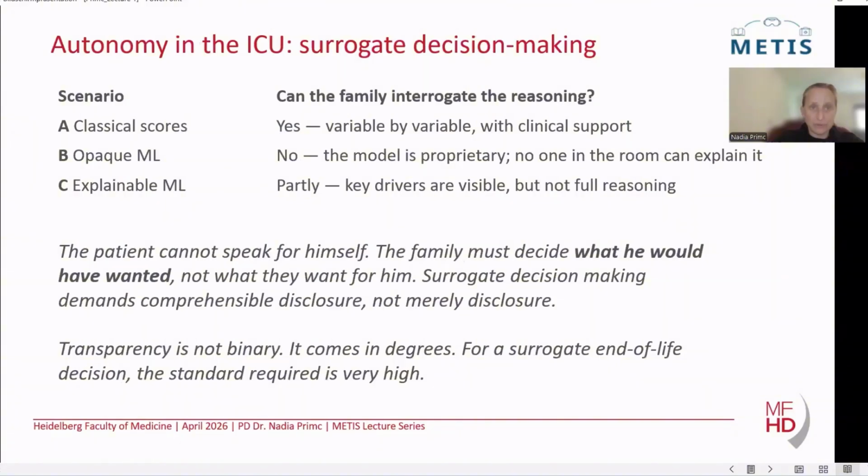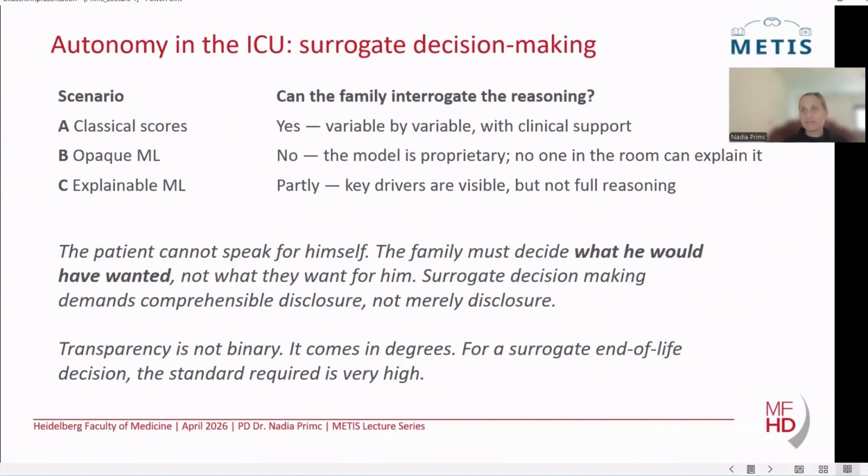Let's start with autonomy. Autonomy means the patient's right to make informed decisions about their own care, free from pressure or any undue influence. In our scenario, the patient cannot exercise his own autonomy. He is in a deep coma. What the principle of autonomy requires in such a case is surrogate decision-making. The family is asked not to decide what they want for the patient, but they are asked to decide what the patient would have wanted for himself.